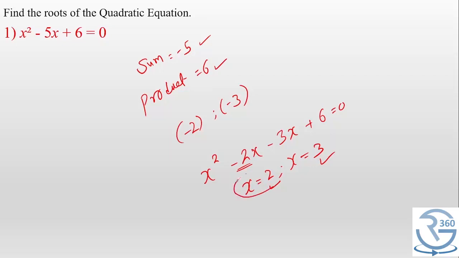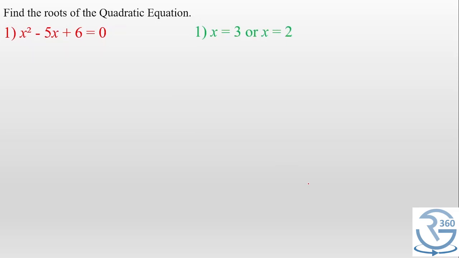Now what does it mean by the root? If I put x equal to 2 in this equation, it has to be satisfied. So let's check. 4 minus 10 plus 6 is equal to 0. Yes. And 9 minus 15 plus 6 is equal to 0. Yes. So the roots are 2 and 3.